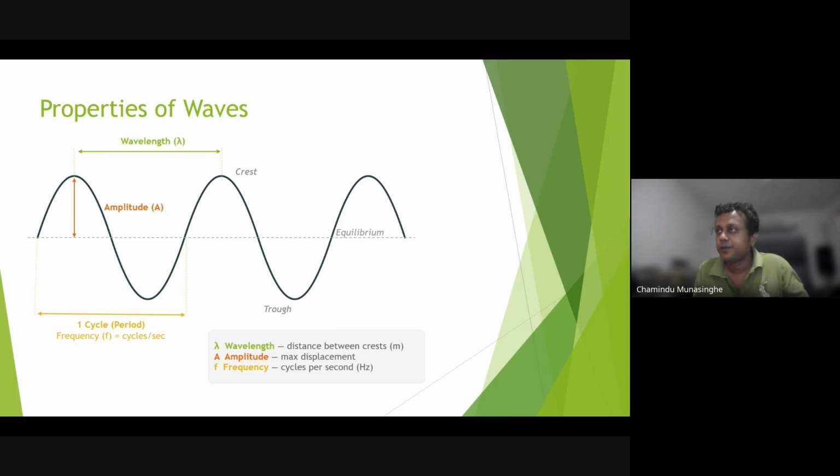You can see that from the equilibrium or the zero point to the maximum displacement, we measure the amplitude. So it's not the peak to peak. For example, we call these high points crests and these points troughs. So amplitude is either this value or the negative of this value.